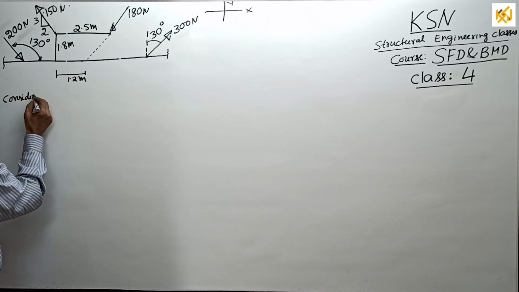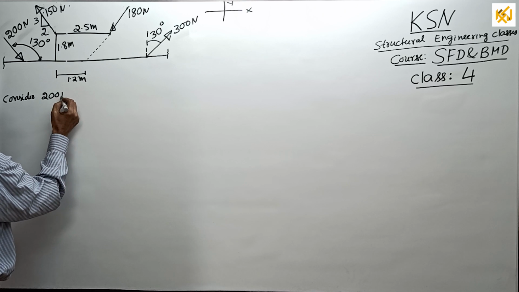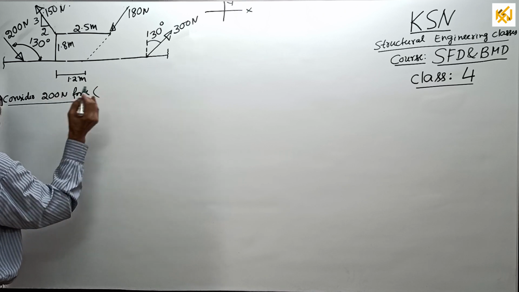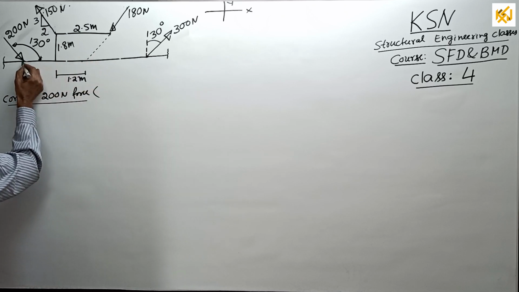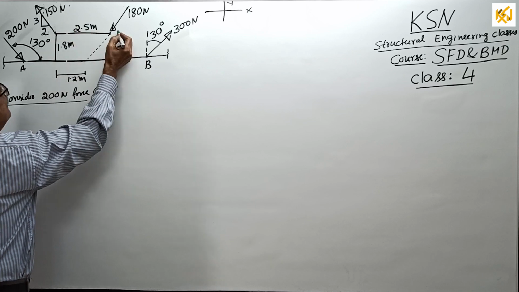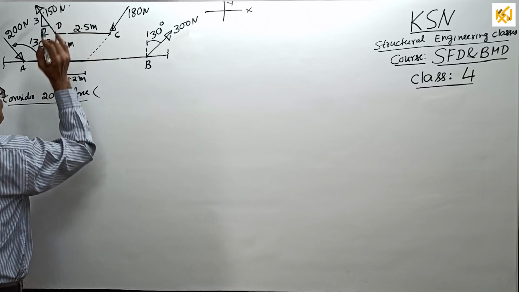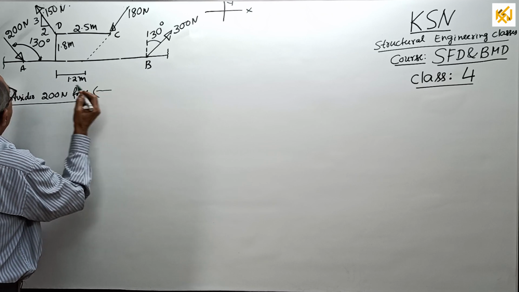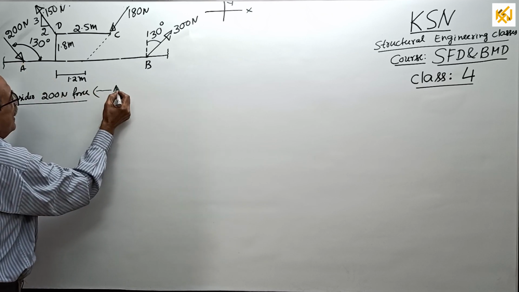Consider 200 Newton force. See very clearly, one thing you have to write here. See, I will give names: A, for example, B, next I will take here C and D, some names. In the bracket I will write here, which is acting to the point A. See, I wrote this way.